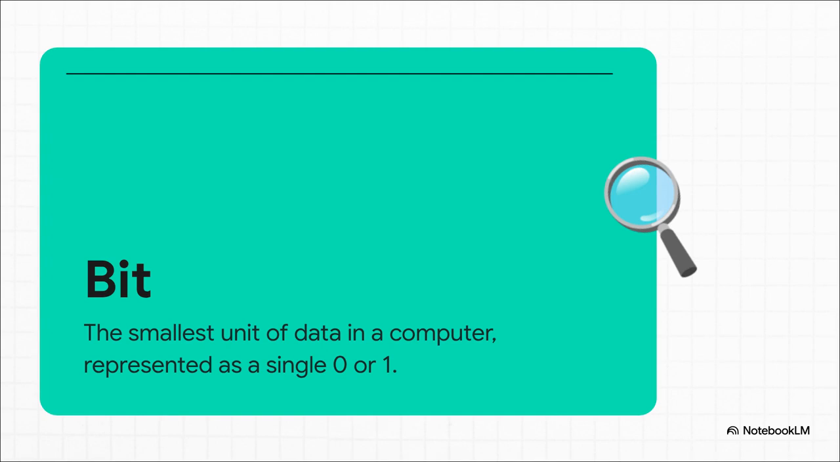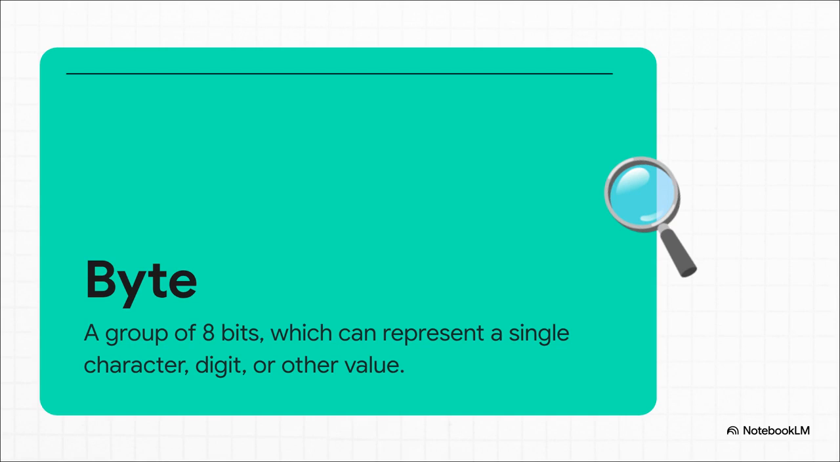This is it, the absolute ground floor of all data. It's just a simple choice, on or off, a 1 or a 0. You can think of it like a light switch. Every single complex thing your computer does is really just billions of these tiny switches flipping on and off at mind-boggling speeds. Now, a single bit by itself isn't all that useful. But when you group 8 of them together, you get something really special, a byte. And a byte is powerful enough to represent one single character, like the letter A or the number 5.